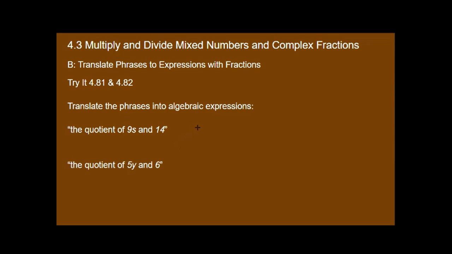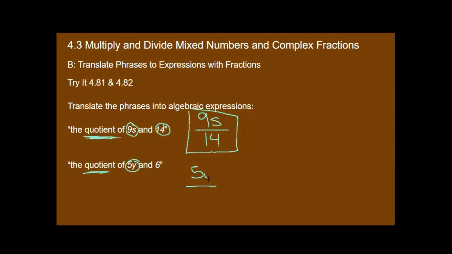So let's start with the quotient of 9s and 14. We're dealing with division, right? We have quotient, so we're going to put a fraction bar there. The quotient of 9s and 14. And this is what you should have gotten for the first one. The second one, quotient, once again we're dividing, so we'll put a fraction bar. The quotient of 5y and 6. And that is the answer for the second one. Check your answers, make sure they match with mine.